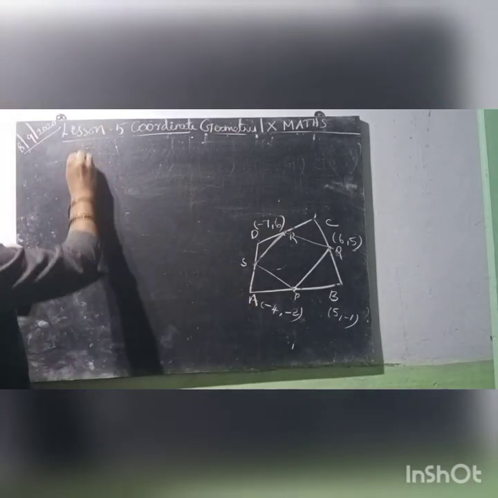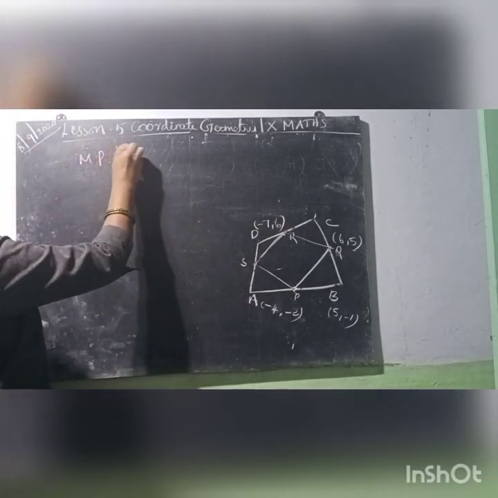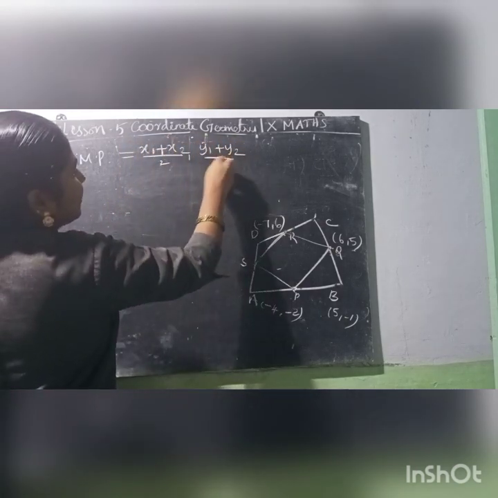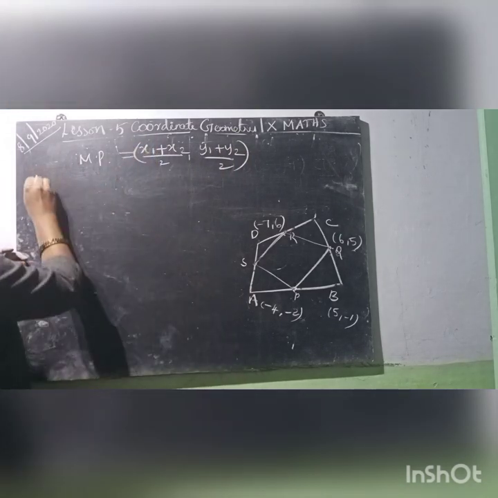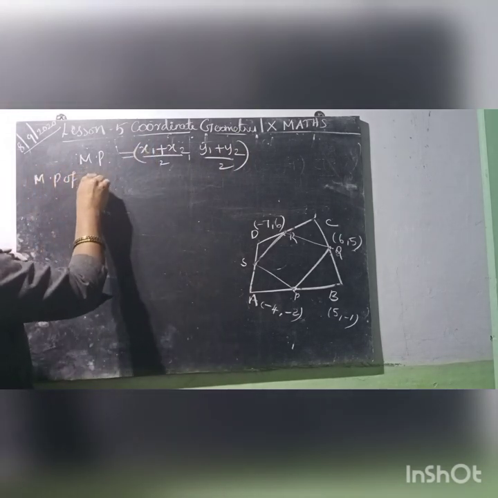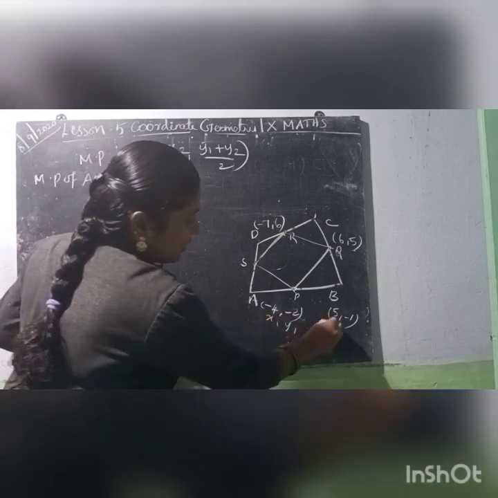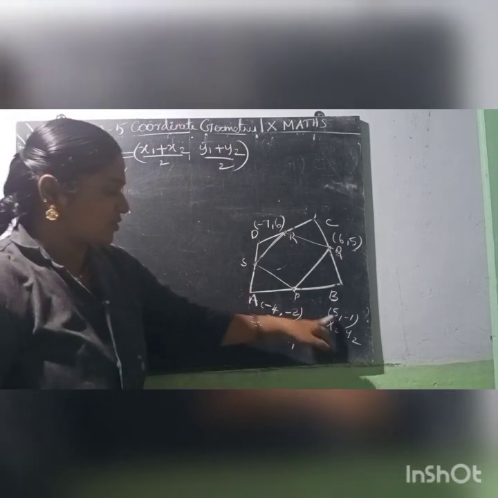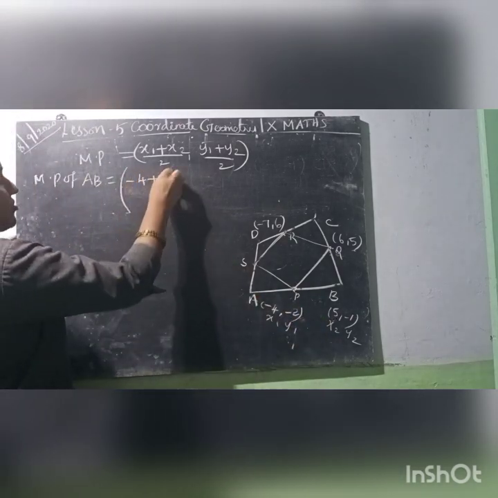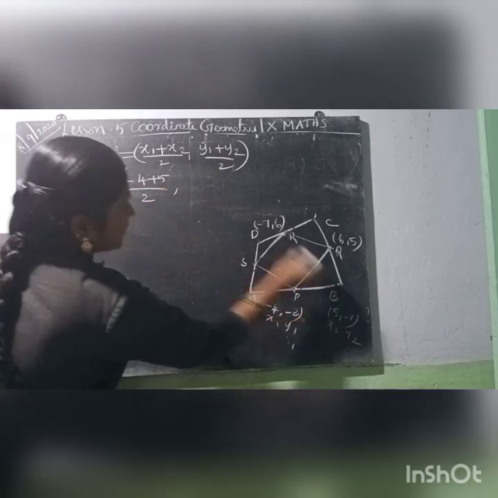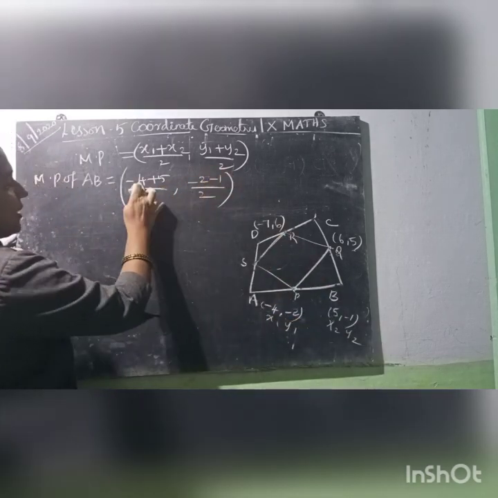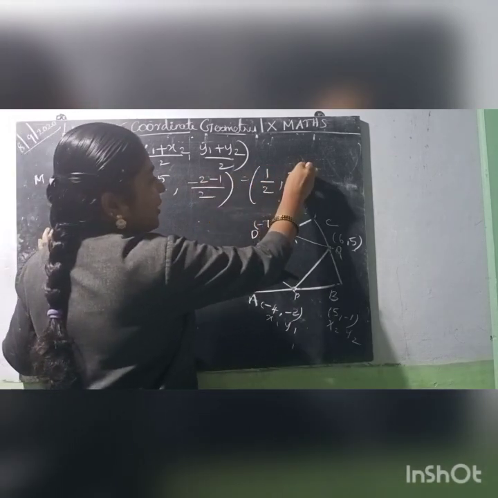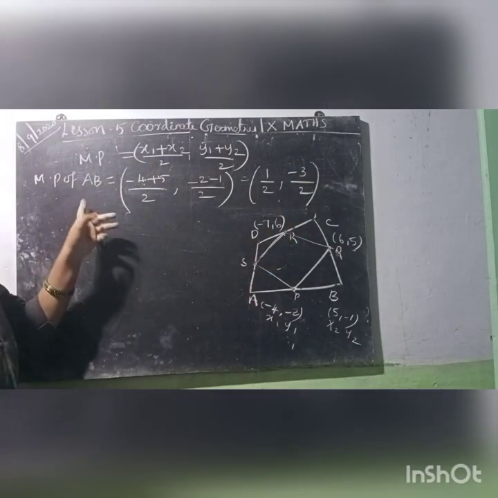So first we have to find the midpoint of all four sides. The midpoint formula is (x1 plus x2) by 2 comma (y1 plus y2) by 2. Let me find the midpoint of AB. This is (x1, y1), this is (x2, y2). The x1 value is minus 4 and x2 value is 5. So (minus 4 plus 5) by 2 comma (minus 2 minus 1) by 2. Minus 4 plus 5 is 1, so 1 by 2, and minus 2 minus 1 is minus 3, so minus 3 by 2. Now we got the midpoint of AB.